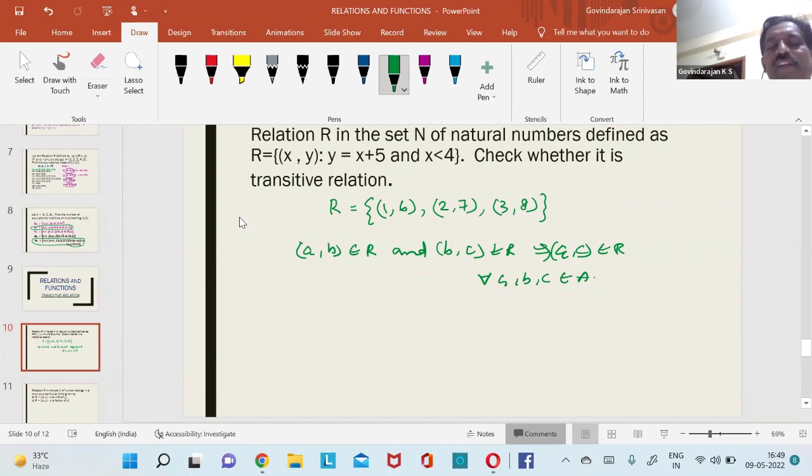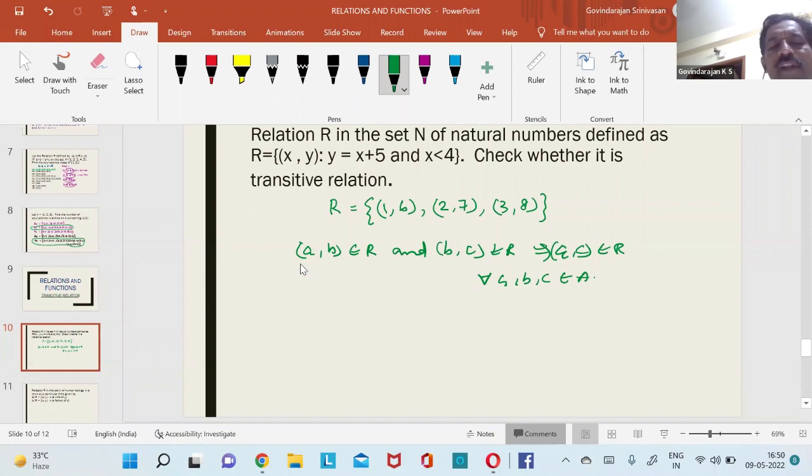If (A, B) belongs to R and (B, C) belongs to R implies (A, B) does not belong to R, so if (A, C) does not belong to that relation, then it is not transitive. That is what we are sure of. When you say transitive or not transitive, a relation is either transitive or not transitive. Only two possibilities.